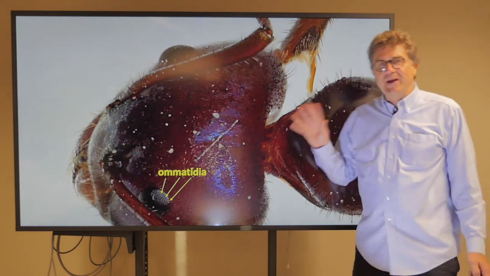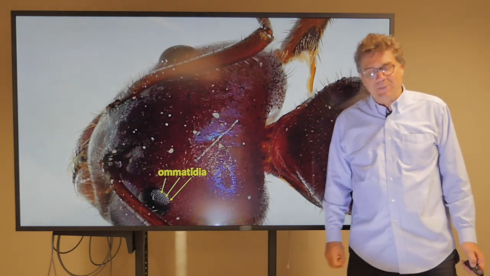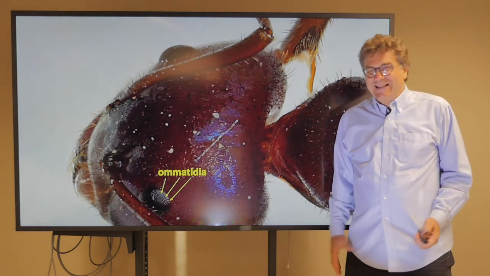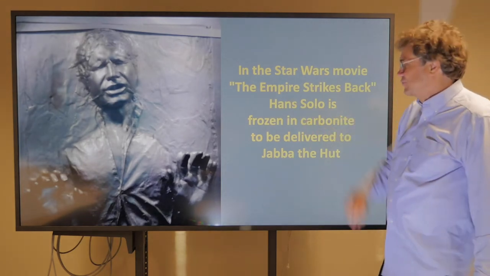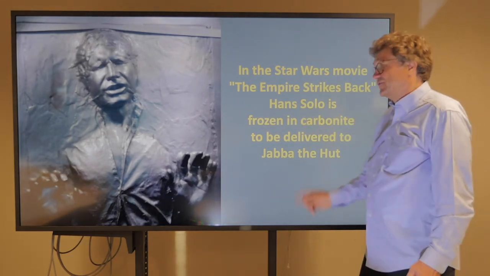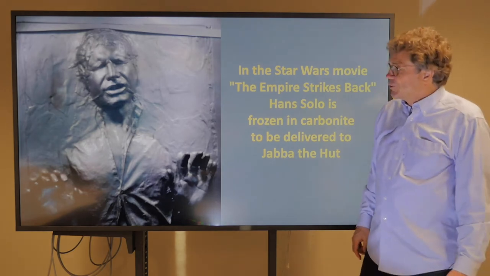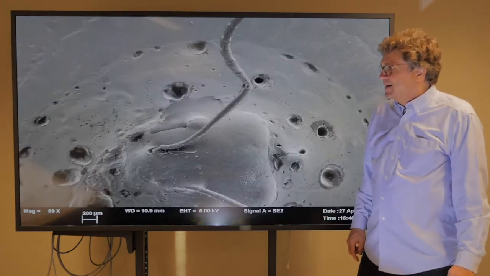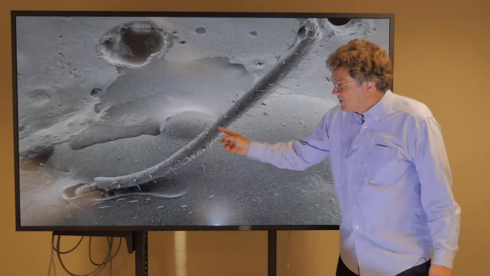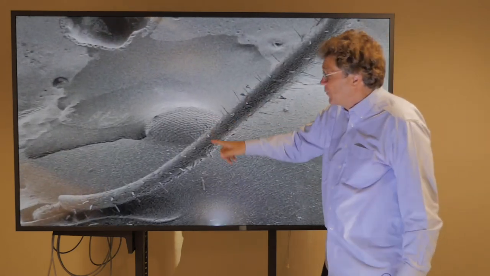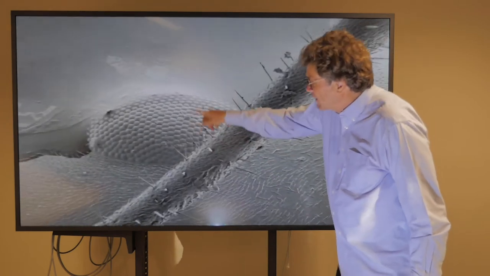Now, to prepare this ant to look at it in an electron microscope, we have to do something to it that is very similar to what was done to Han Solo when he was frozen in carbonite to be delivered to Jabba the Hutt. So that's what we did to the ant's head, and here it is. And now this is the antenna with the hairs, this is the eyeball with the ommatidia, and we're gonna zoom in on the ommatidia, and we get closer and closer.